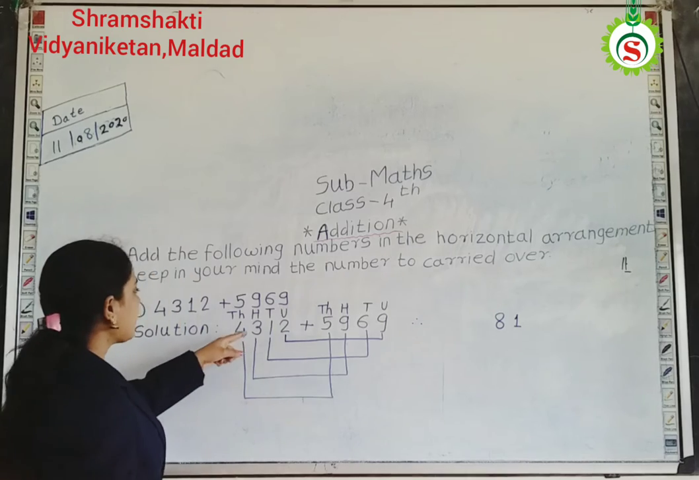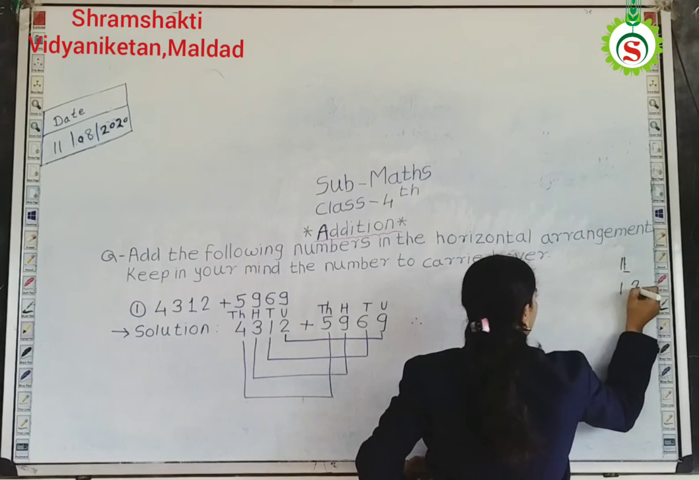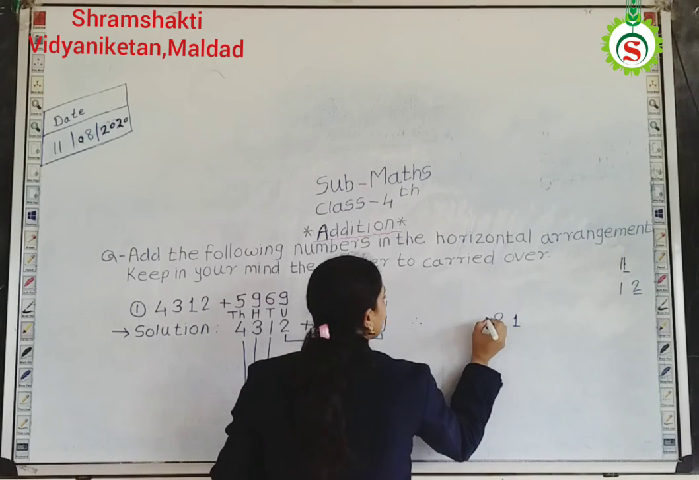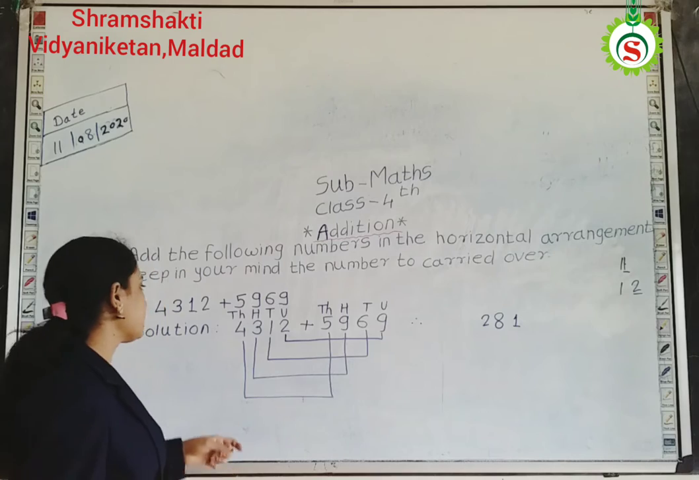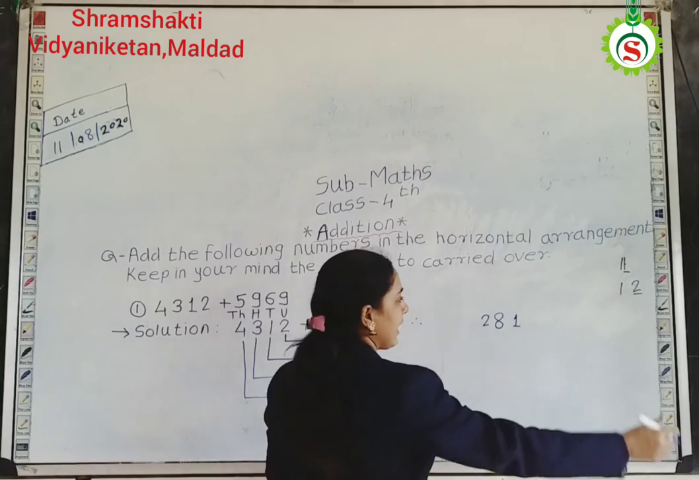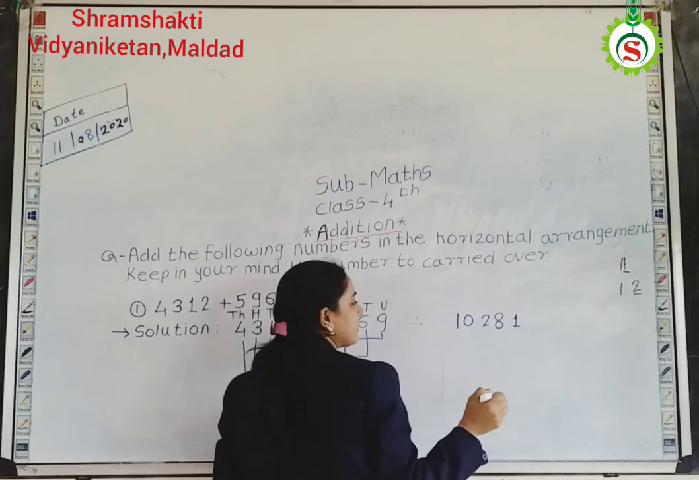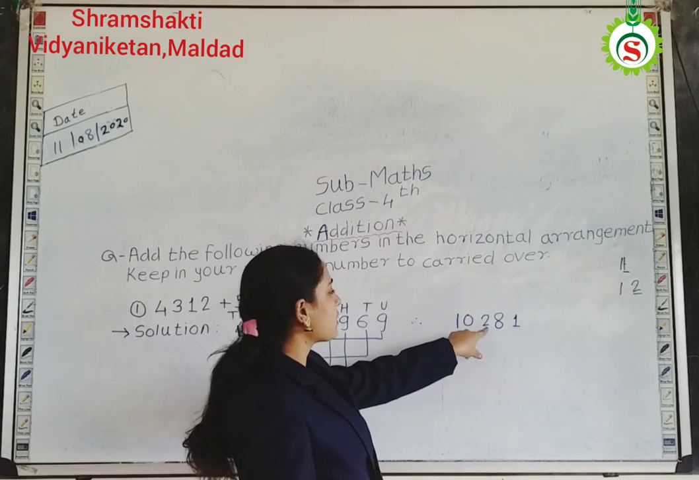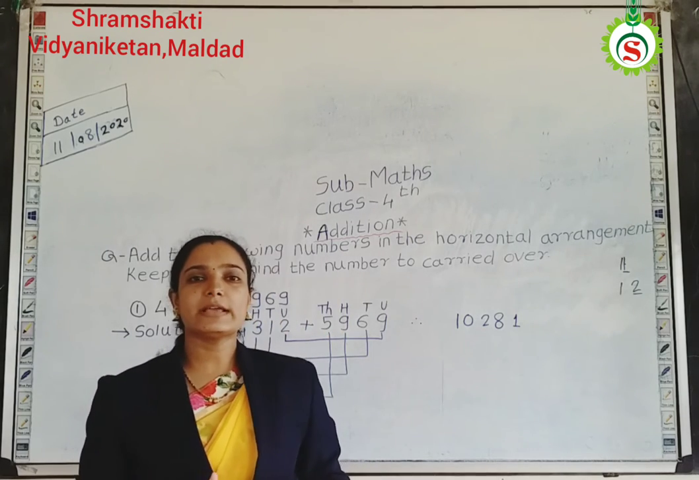Then, hundreds place. 3 plus 9, 12. Only write the units place here. This one is carry over to the next place. Then, thousands place. 4 plus 5, 9. And 9 plus 1, 10. Therefore, our answer is 10,281. Students, now next example.